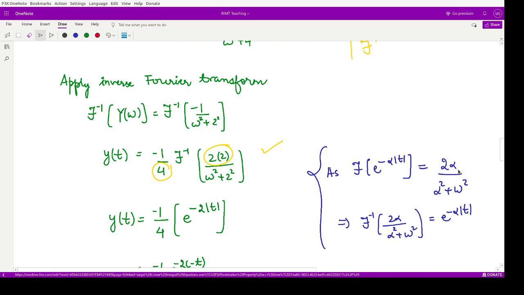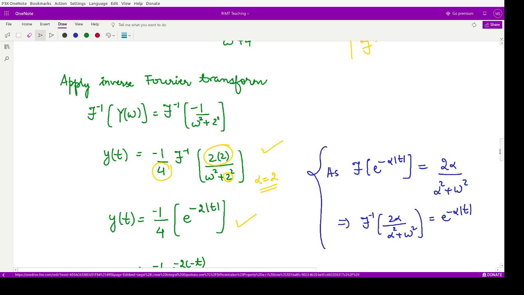Because we know the Fourier transform of the function e to the power minus alpha modulus of t is equal to 2 alpha divided by alpha square plus omega square. So from here you can see what the alpha is here. Alpha is equal to 2. So we have this quantity, right? What is the Fourier inverse of this? The Fourier inverse of this is e to the power minus 2 modulus of t.